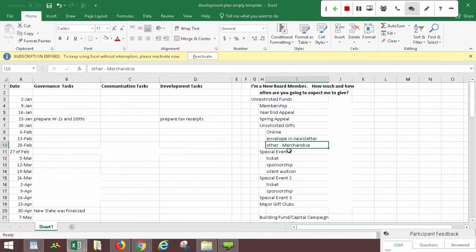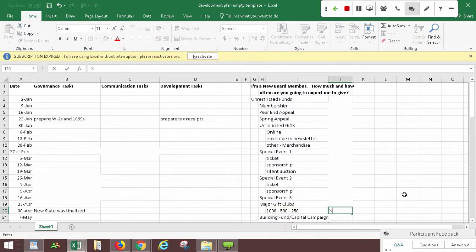And then we had a series of special events. But we also had a major gift club. So it was kind of an expectation at the start of each board year and fiscal year that we would start with solicitation of our existing donors with three levels of giving: a $1,000 level, a $500 level, and a $250 level. There was an expectation that a board member would do one of these. No expectation that you had to give $1,000, but that you commit to one of these levels at the start of your term.